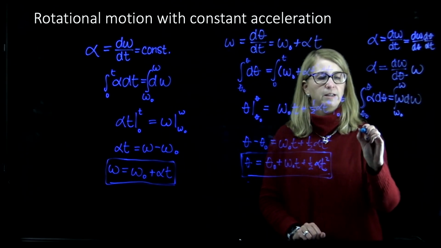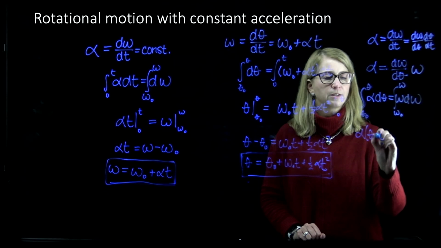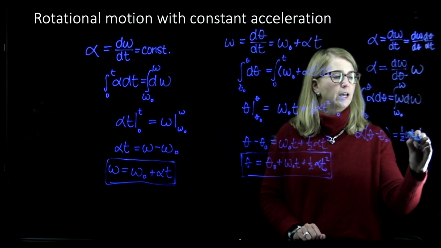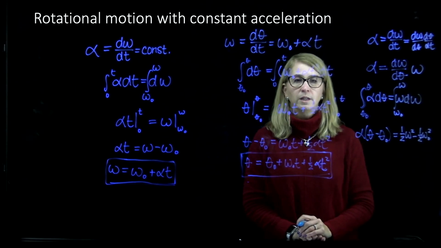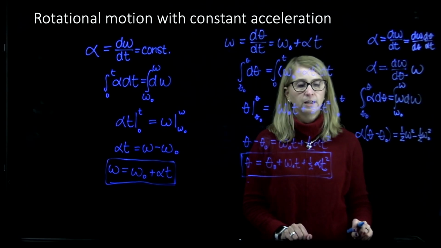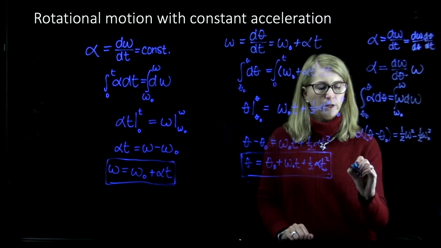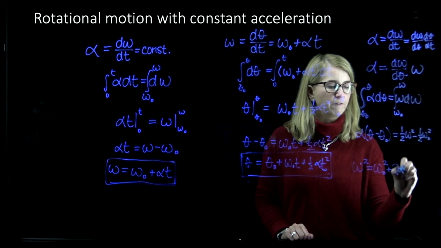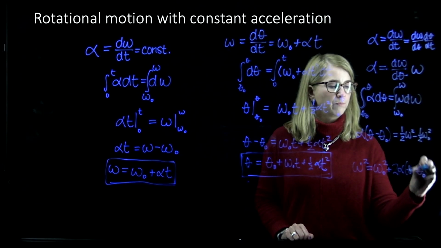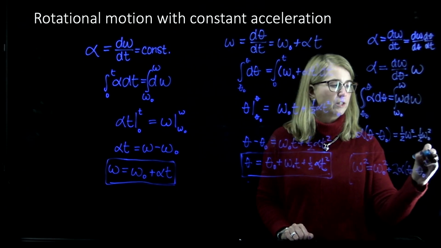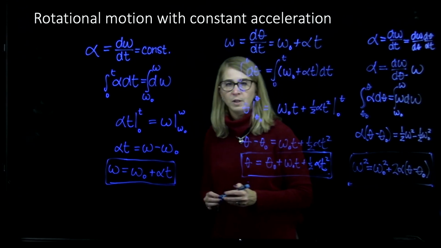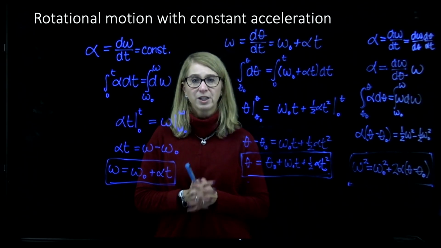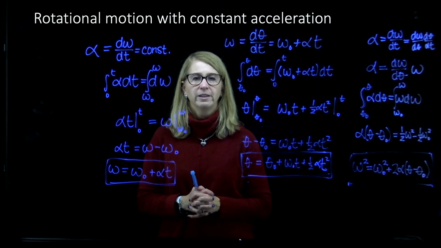On the left-hand side, I'm going to end up with alpha times theta minus theta naught. And on the right-hand side, I'm going to end up with 1/2 omega squared minus 1/2 omega naught squared. Now, I'm going to rearrange this a little, and again, I think it'll look somewhat familiar. I end up with omega squared is equal to omega naught squared plus 2 alpha times theta minus theta naught. And that becomes the third equation that I want to remember. Now, my claim was that these equations should look familiar to you when we think about linear quantities, and so in the next video, I'm going to show you how we can see that they're very, very similar.